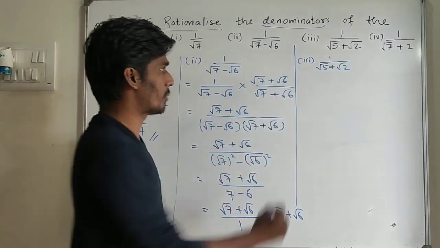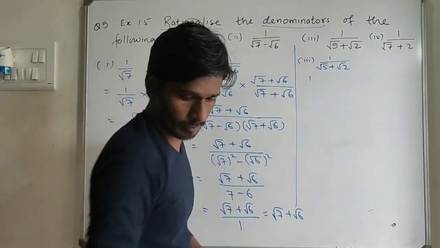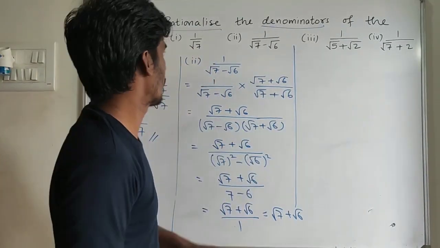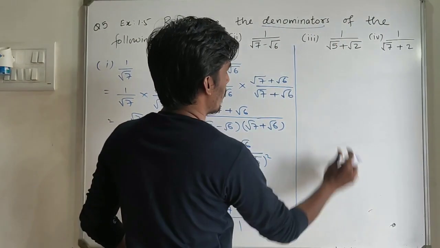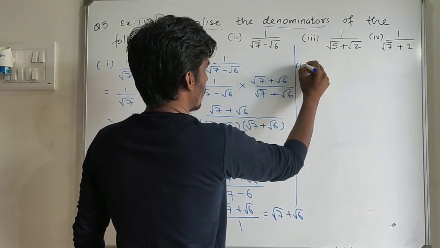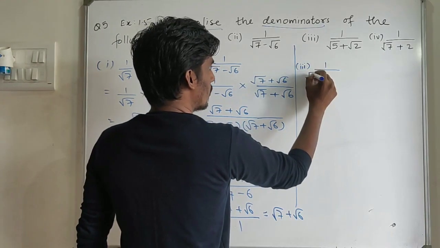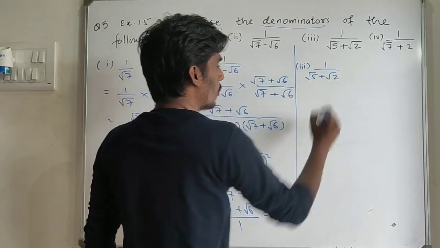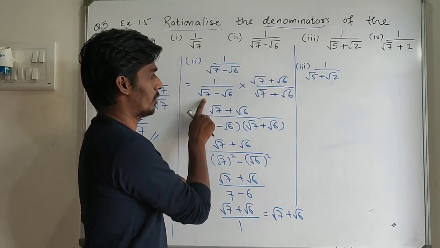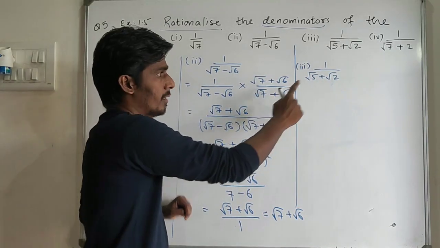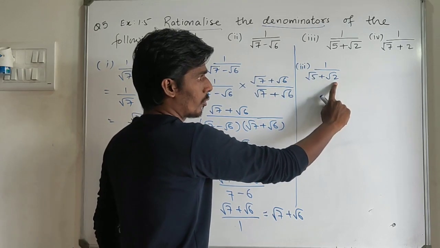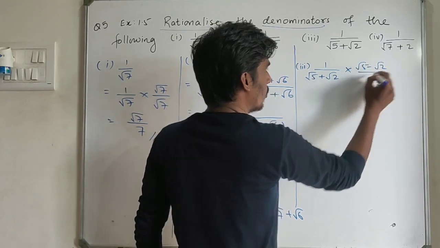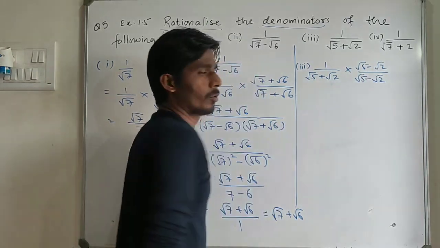Now we know that here it is what? Here only, it's the third one. One upon root 5 plus root 2. In the previous one, it was root 7 minus root 6, so we multiplied by its opposite sign. Now it's root 5 plus root 2, so I have to multiply by its opposite sign. So it's root 5 minus root 2, root 5 minus root 2.